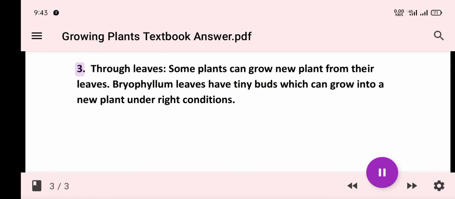3. Through leaves: some plants can grow a new plant from their leaves. Bryophyllum leaves have tiny buds which can grow into a new plant under right conditions.